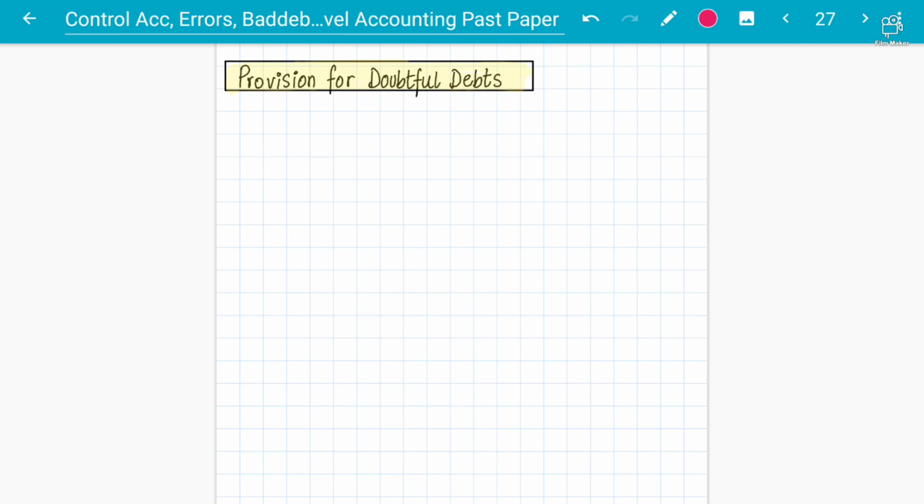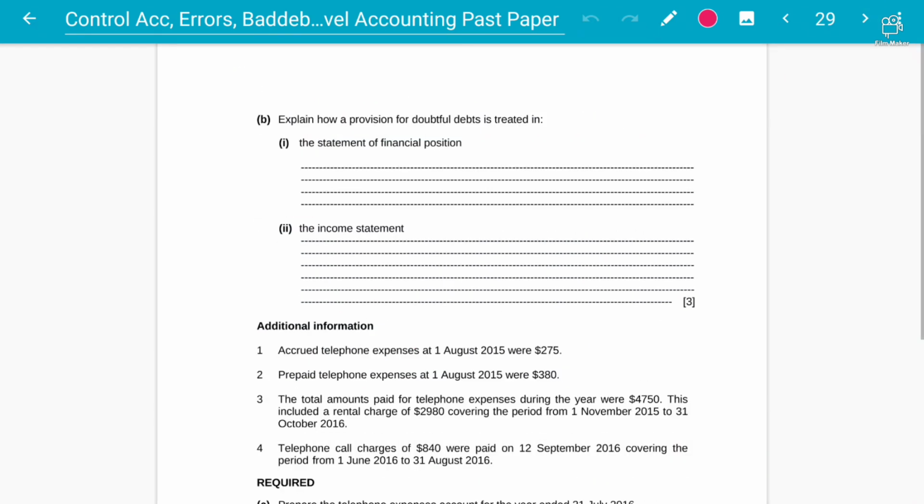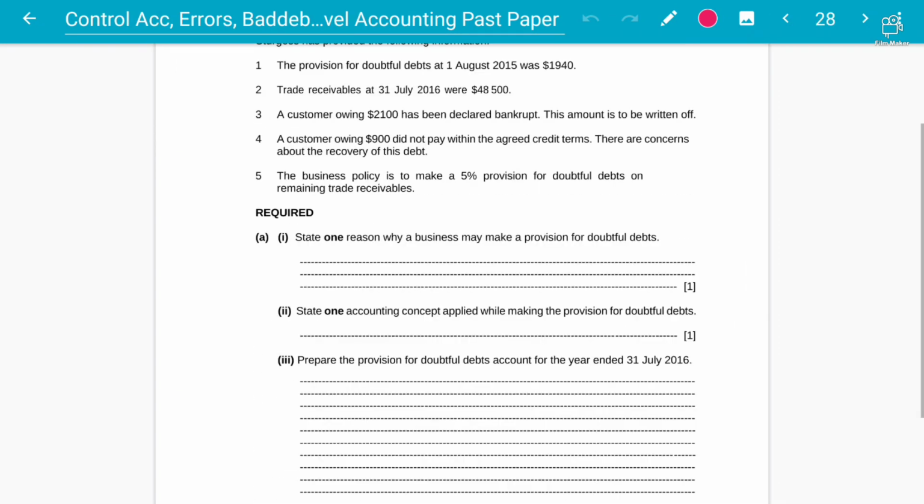We're going to introduce and start talking about provision for doubtful debts. That is very common in the sole trader and partnership adjustments as well. And as you can see, if a complete 15-mark question comes on bad debt, they are definitely going to ask you about the doubtful debts.